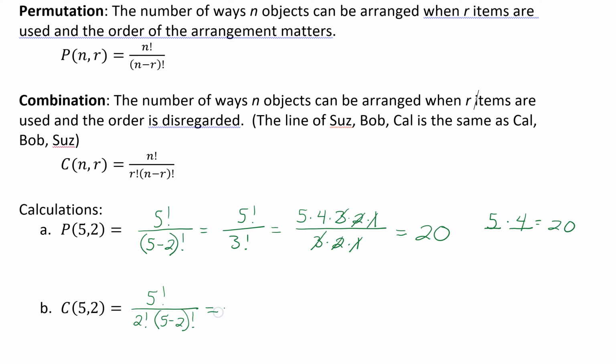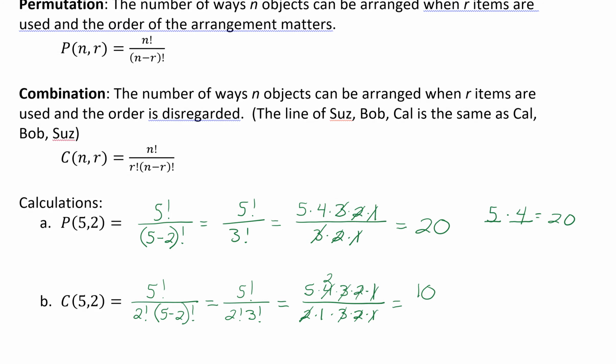Now I write this out in a simplified manner. Write the factorials out in their meaning. I can reduce the 3, 2, and 1. I can also reduce the 4 with 2. That leaves me with 5 times 2 in the numerator, which is 10, and 1 in the denominator. So my answer is 10. The combination of having 5 things but only taking 2 of them, putting them in an arrangement where order does not matter, I end up with 10.